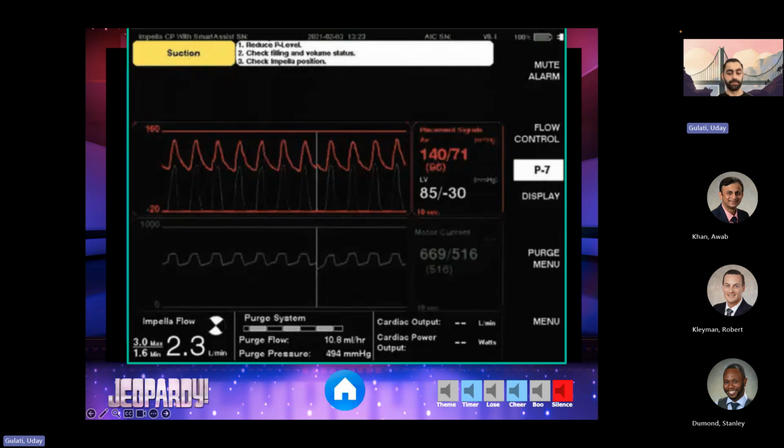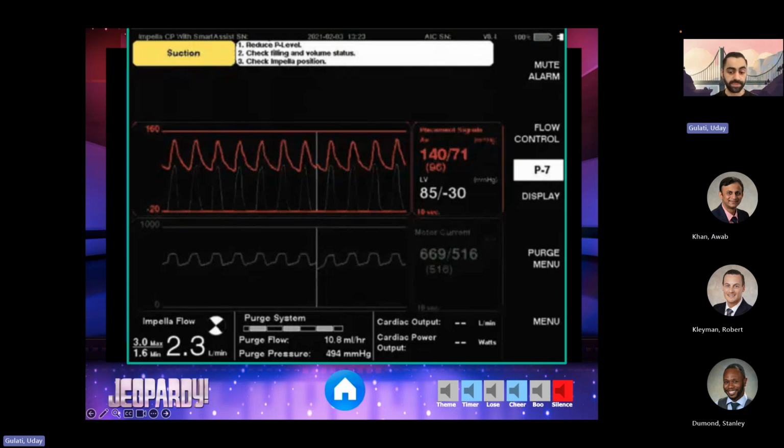This is what it looks like if you have improper positioning. Compared to the one before, you see a normal systolic blood pressure, then a negative diastolic blood pressure that recovers at the end of diastole. The sharp negative deflections in the motor current during diastole are likely because, if you don't have enough volume, it's moving around in there, sucking and causing the diastolic pressure to fall even more. That LV diastolic pressure will drop, come back up, drop, come back up.